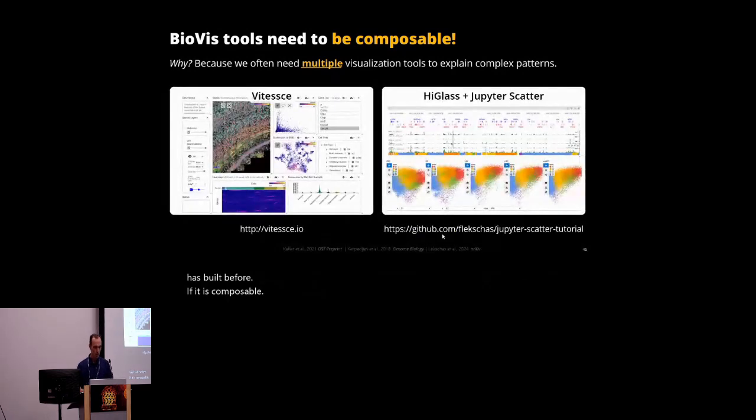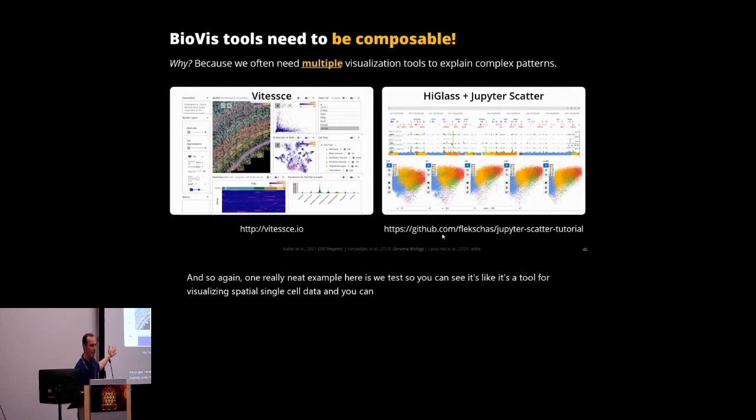And so, again, one really neat example here is Vitesc. So you can see it's a tool for visualizing spatial single cell data. And you can see there's not a single visualization. It's like a composite of various different plot types, and they can all be composed together. You can pull them up as you need them and work with your data in sync.